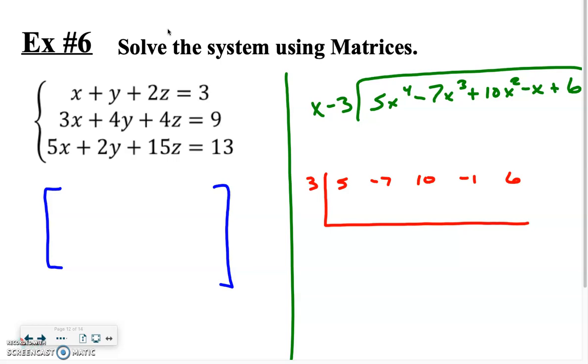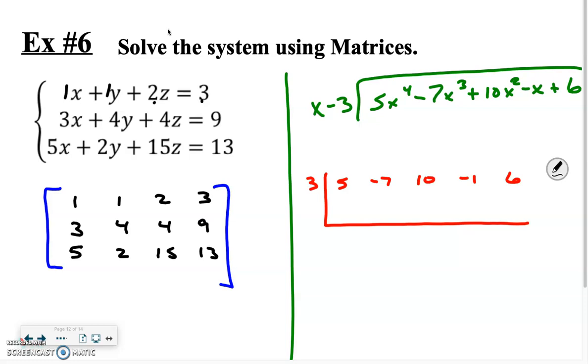That's what we're doing with matrices as well. We've got all these variables. Here we don't have to worry about exponents, but we have to worry about x's, y's, and z's. Wouldn't it be nice if we could take out the extra stuff and just focus on the coefficients? So here, that first line, my coefficients are 1, 1, 2, and 3. My second equation, 3, 4, 4, 9. My third equation, we have 5, 2, 15, 13.